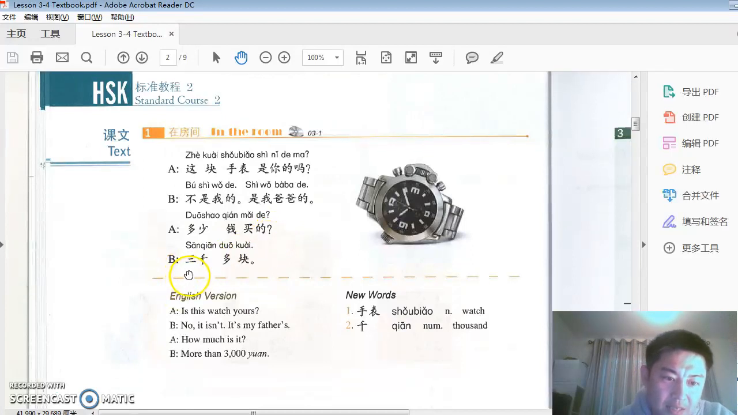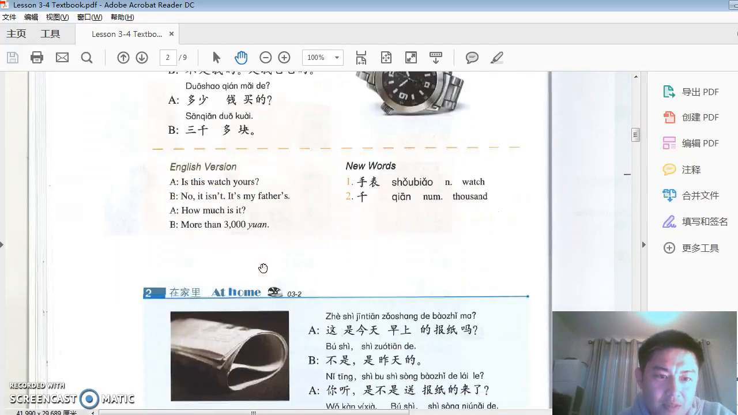And B says 3000多块. 千 is 1,000. 3000多块. When you see 多 after a number, that means this whole thing is more than this number, but less than the next level of the digit, which in this case means it's less than 4000. So between 3000 and 4000. Okay, now that's conversation number 1.